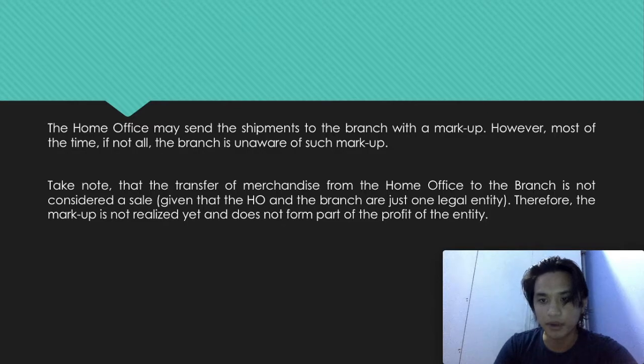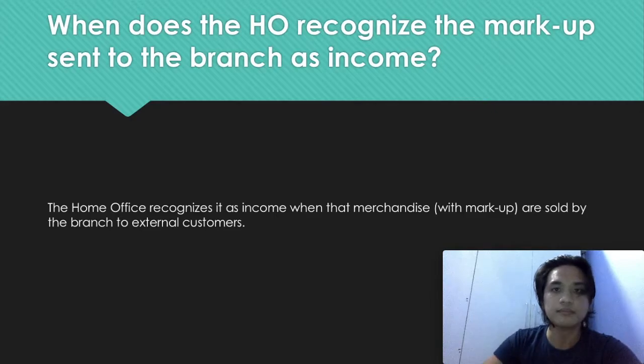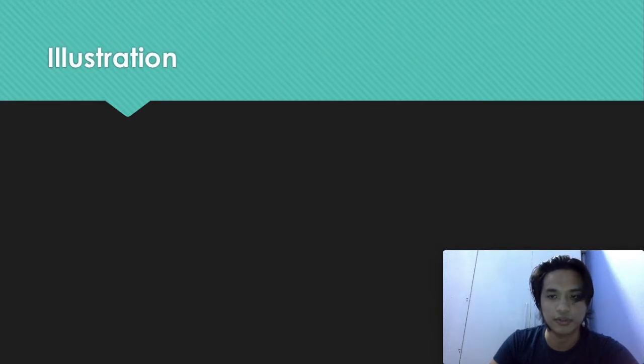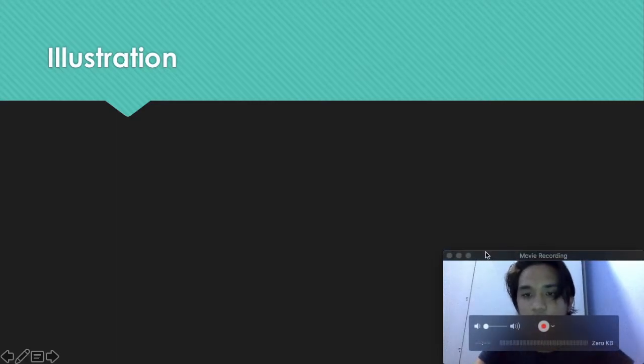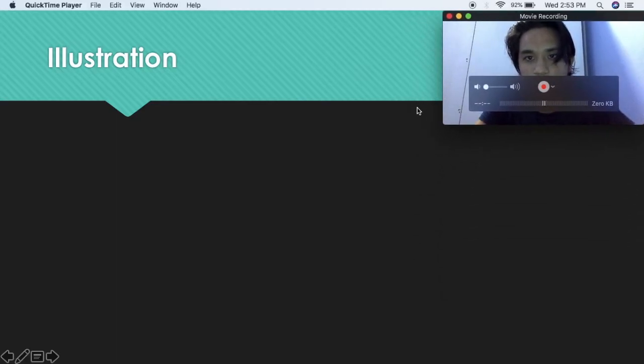Okay, so that markup on the shipment sent by the home office to the branch is not yet considered realized. So when will it be realized? It will be realized when the inventory from the branch is sold to external customers. Only then is the markup made by the home office to the shipments realized. As I have said, home office recognizes its income when the merchandise is sold by the branch to the external customers. So to better illustrate this one, let me just show you this.